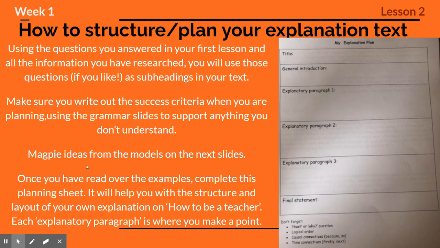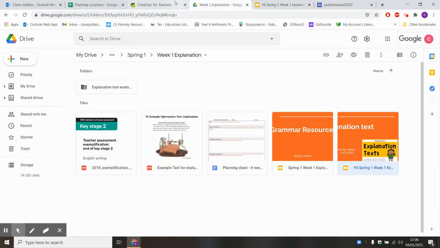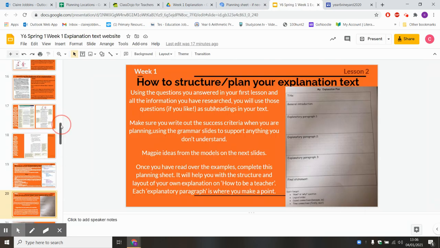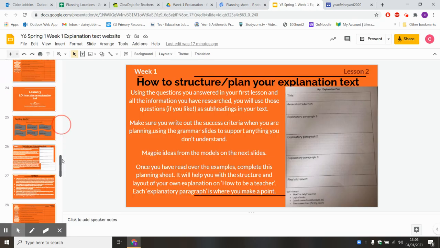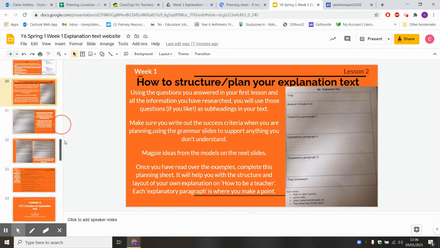So, I don't know why this hasn't changed. I do apologise, ladies and gentlemen. That's so weird. It should have changed. So, anyway, for some reason, that's not changed, which is not helpful whatsoever. So, this planning sheet here, ladies and gentlemen. Oh, did I save it to the wrong place like a dingbat? Of course I did. Dingbat Jobbins, they call me.